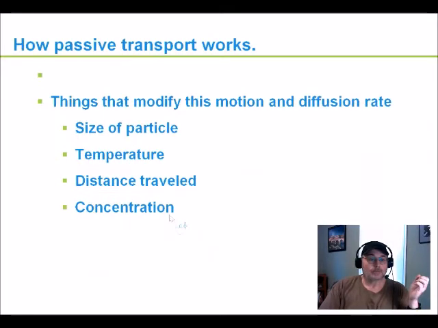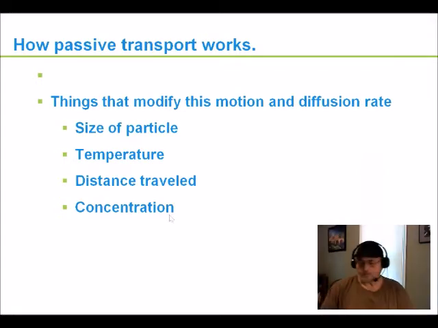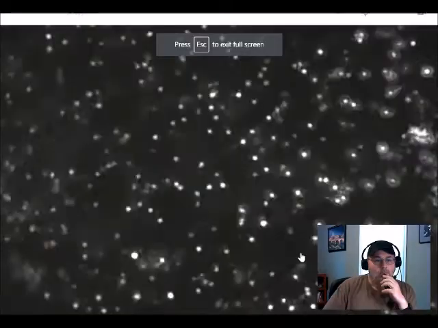Now, how this works is, as I said, we've got this random movement of particles everywhere, and this movement is called Brownian motion. And I've got a little graphic here that will show you how this works.